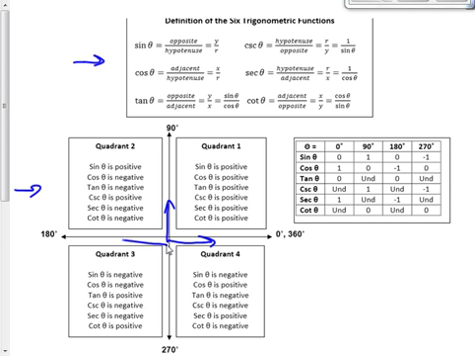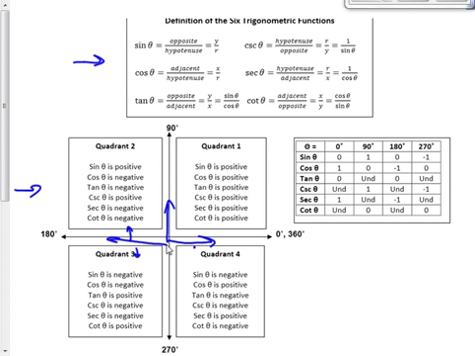Same idea, if I go left here, I'm going to get some negative cosines. And if I go with that negative cosine and I go up, then I'm going to get positive sines. But if I go down, I'm going to get negative sines. Okay? Negative y's and positive y's, kind of following along. Same idea with the tangents then.